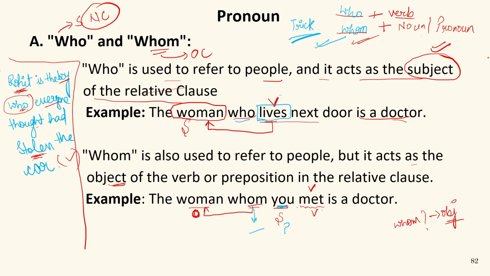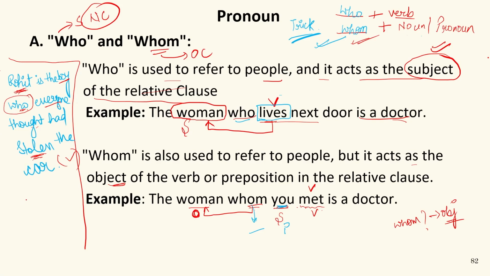We could write this before the sentence as well. We could write this sentence in a manner that "Everyone thought Rohit is the boy who had stolen the car." Then even the sentence was correct. It means here "everyone thought" does not matter at all. That's why we have used "who" over here.